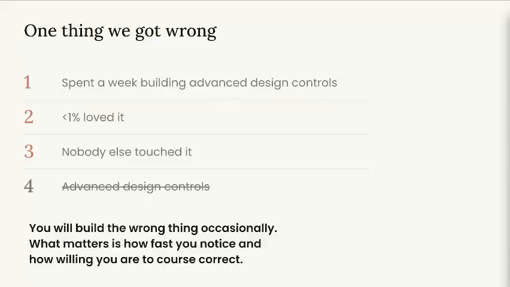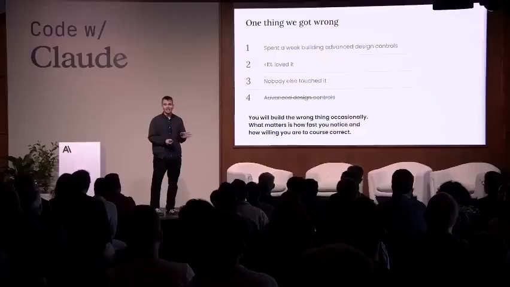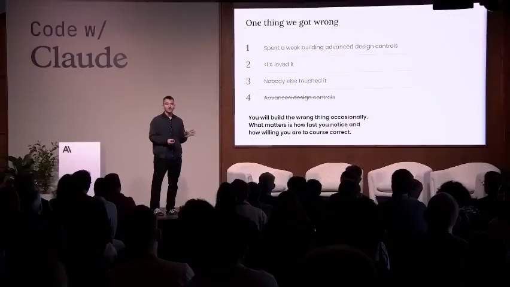So not everything we built worked, right? Just because you're really fast doesn't mean you're always really right. And we got tons of things wrong as we were building the product. So I want to tell you about one specific time where we got this wrong, and that was we started out early on, and we built these really advanced controls. These gave you really fine control over every single pixel. You could do anything with these. These were for power users.